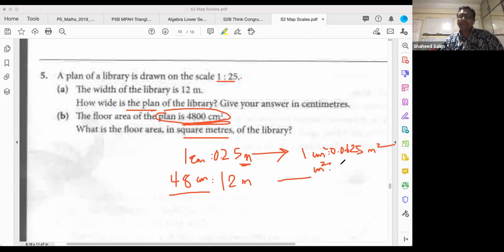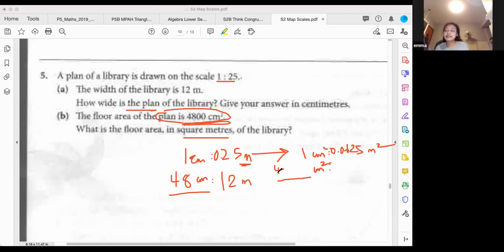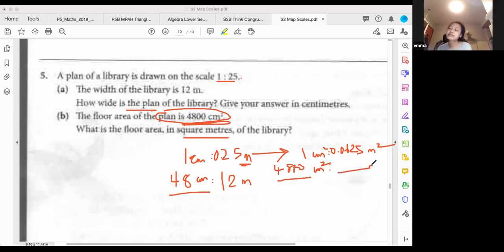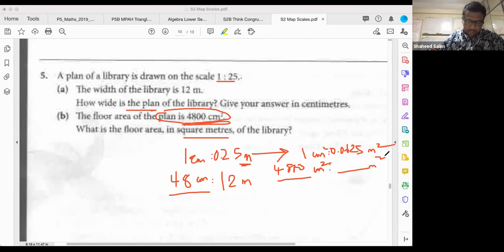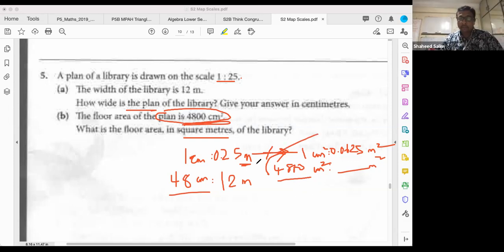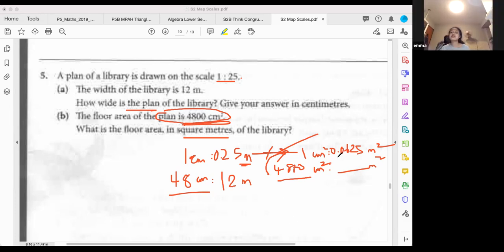No, okay, so now 4,800. So what's the answer here? Sorry? How do you get from here to here? You times by, you do the same. 4,800, right? Yeah, down here, 4,800. 300. That's it.